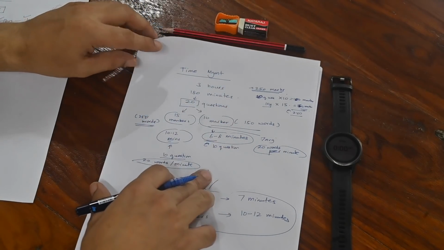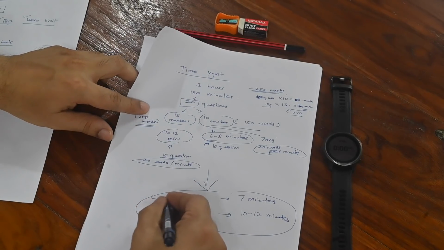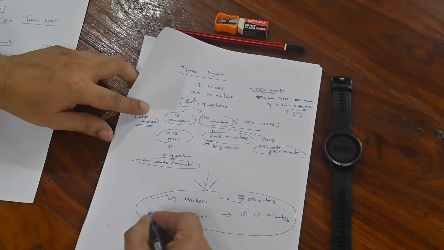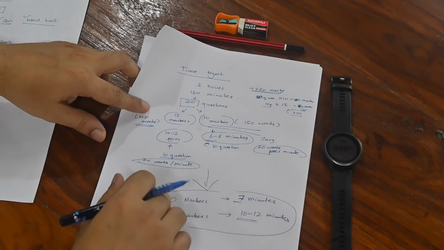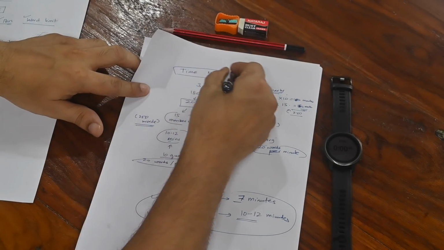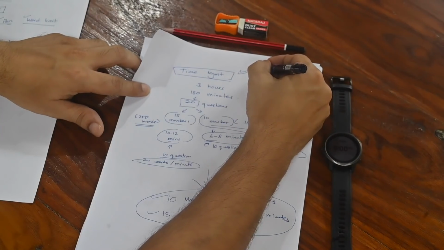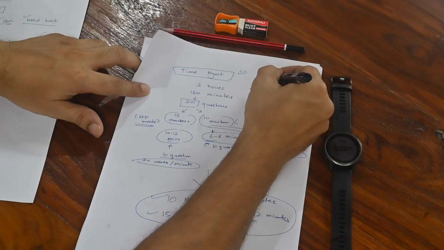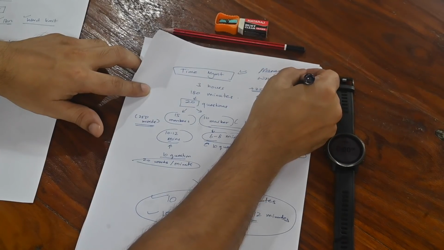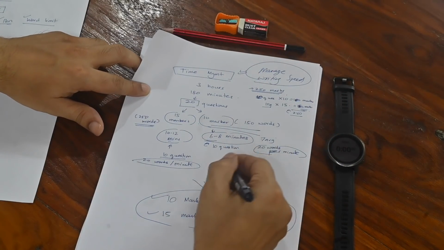So this is the time management part. 10 markers we will do in 7 minutes, 15 markers we will do in 12 minutes or 11 minutes each. Even then, after that you will have some time left. This is how you manage your time, and this is how you manage your writing speed. Writing speed भी आपका उतना होना चाहिए कि you are able to think and write 20 words a minute.